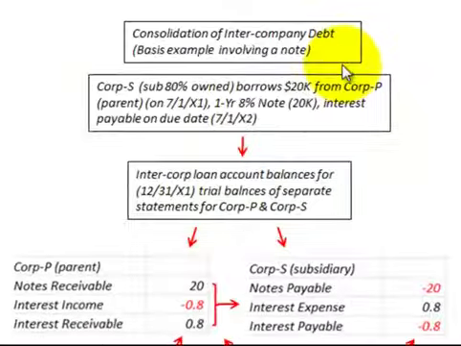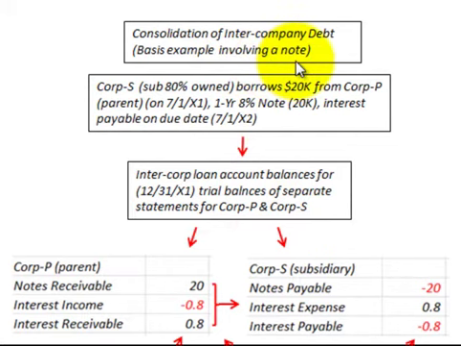Okay, here we're going to be looking at a consolidation of intercompany debt, and we're just going to go through a basic example involving a note. So, for example, Corporation S, the subsidiary, which is 80% owned by the parent, borrows $20,000 from Corp P, the parent, and they do that on 7/1/X1, or July 1st of the first year. So this note is for 1 year.